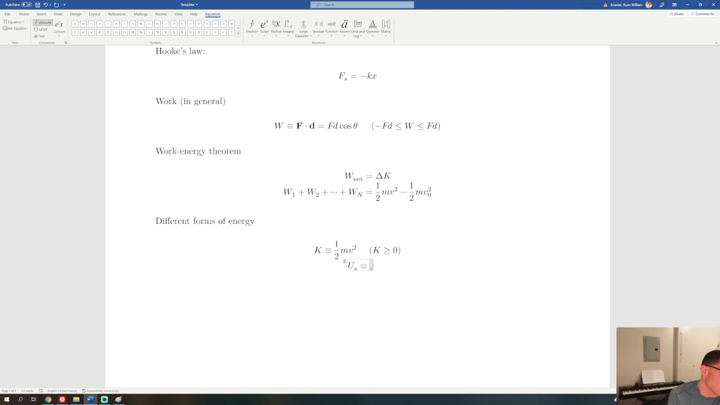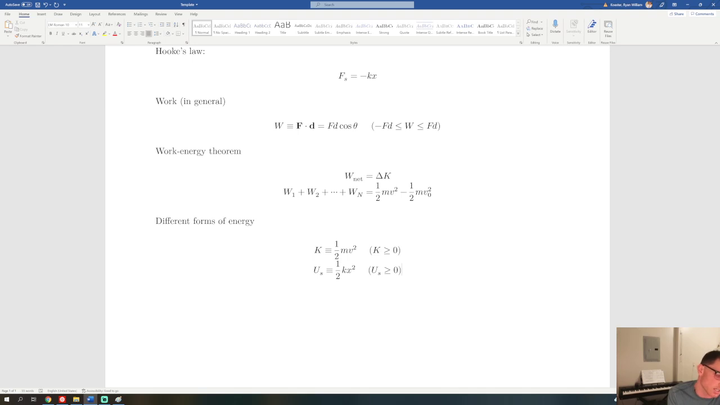So elastic potential energy is going to be 1/2 K x squared. As a sanity check, this should always be greater than or equal to 0 as well, because your spring constant is positive, and x can be negative or positive, but we are squaring it, so it just becomes positive. This is probably not something I really need to say, but if you find yourself writing down that the elastic potential energy is negative, you should double check your work.